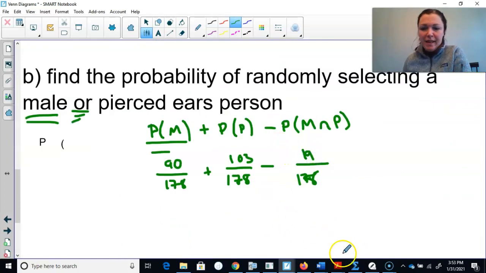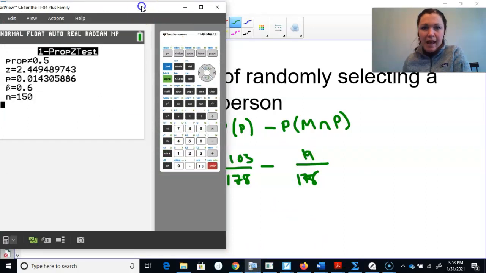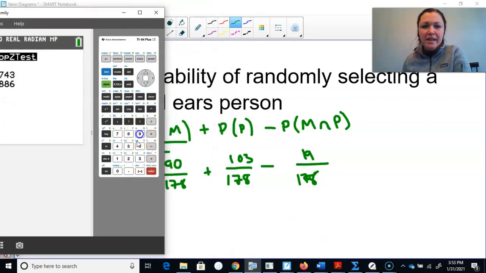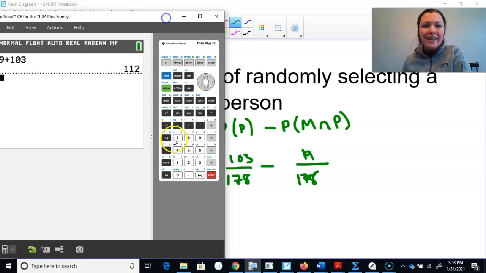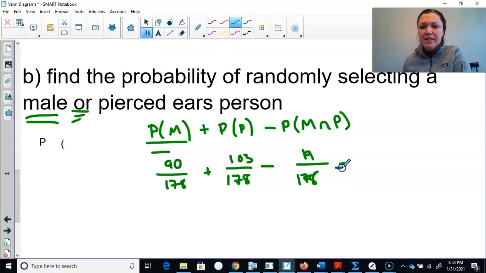I'm going to use my calculator this time to calculate this. I'm going to add those numerators together and subtract. So 90 plus 103. Hit enter, minus 19, and I get 174 out of 178.